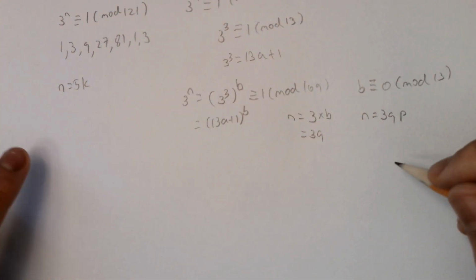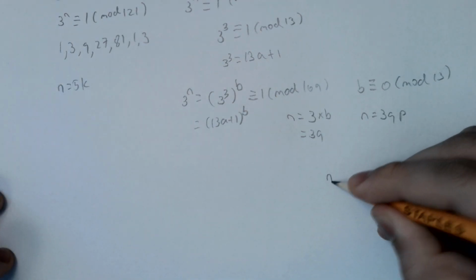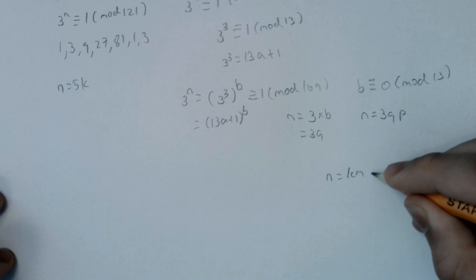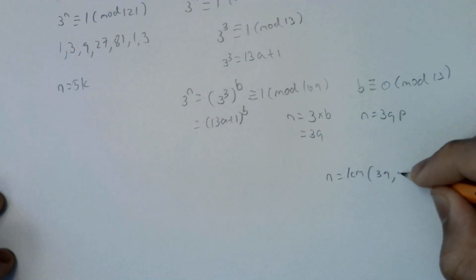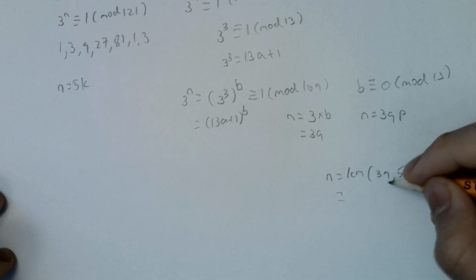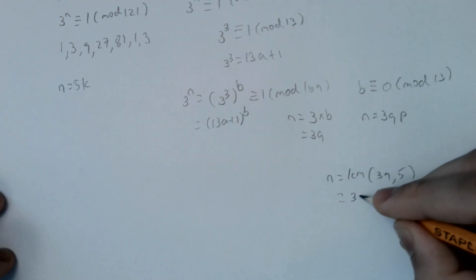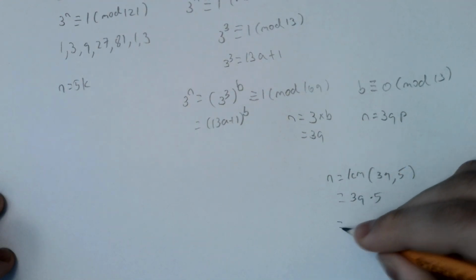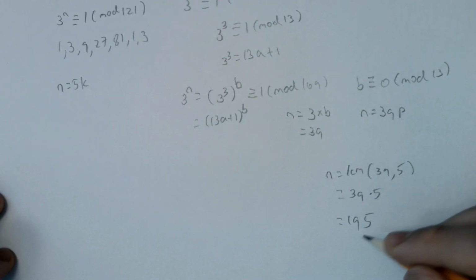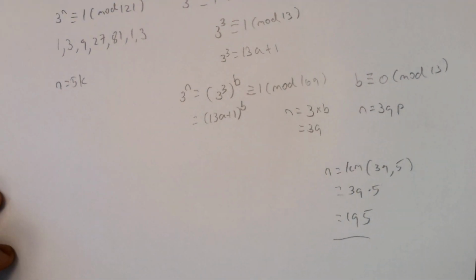Now we need n to satisfy both of these, as I just said, so n has to be the least common multiple of 39 and 5. Since there aren't any common divisors between them, it's just going to be equal to 39 times 5, or 195. So the answer to this problem should be 195.